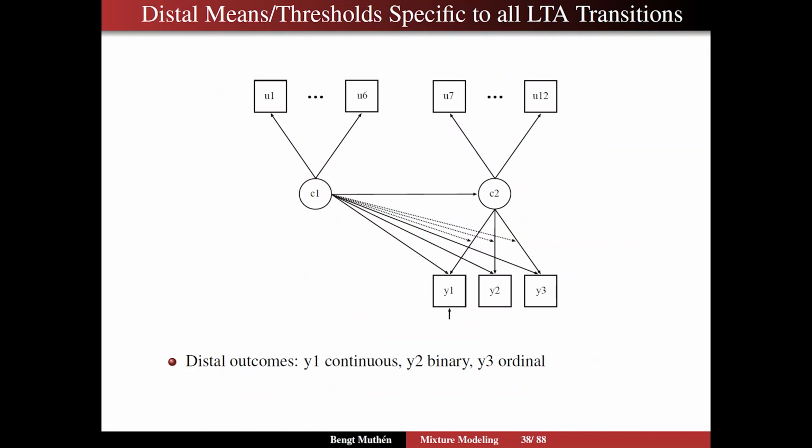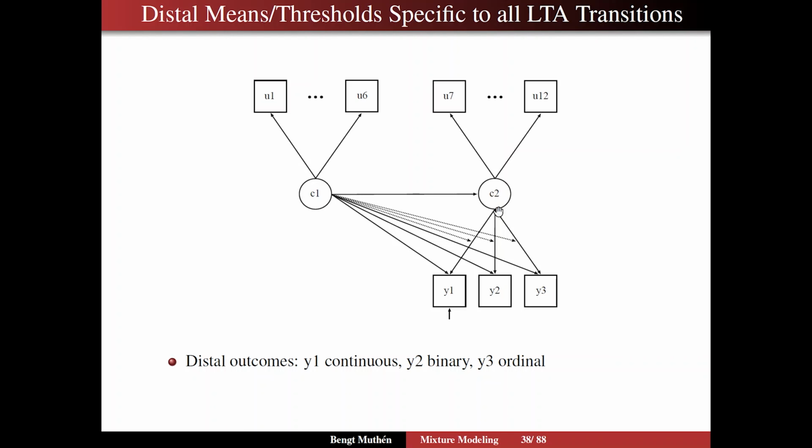All right, so then we take one step further on this dot topic. Slide 38. What if we want distal means and thresholds specific to all LTA transitions? Well, we can draw it like this. So the influence of C2 on the distals, I brought the distals down from up here to down below here for the simplicity of the figure.